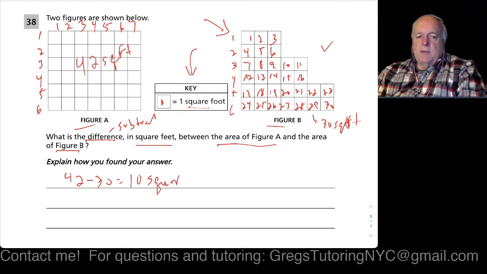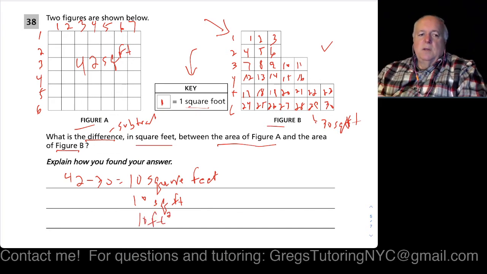So we can write it that way. We can also write it 10 SQ FT. We can also write it 10 feet with the superscripted number 2 there. Okay, these are all the same answer.